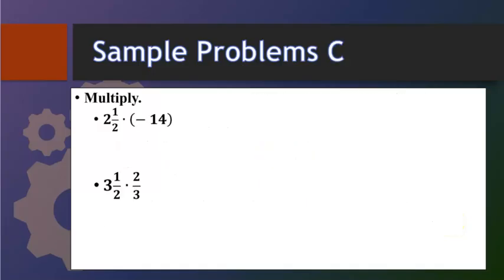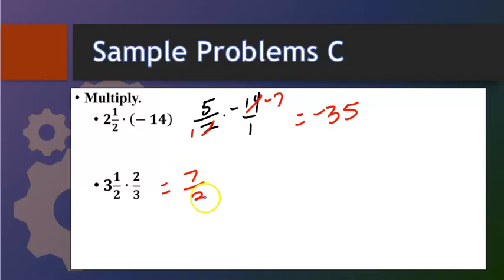And our last ones, here we're just going to be multiplying them. So here we got 2 times 2 is 4 plus 1 is 5. So this is 5/2 times -14/1. I can simplify by dividing by 2 here and by 2 here. 5 times -7 is -35. Next, I have 3 1/2 times 2/3. This will be 7/2 times 2/3. The 2's divide out, and I'm left with 7/3. So that is our lesson on properties of rational numbers.